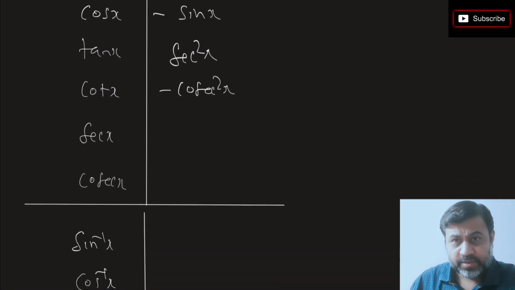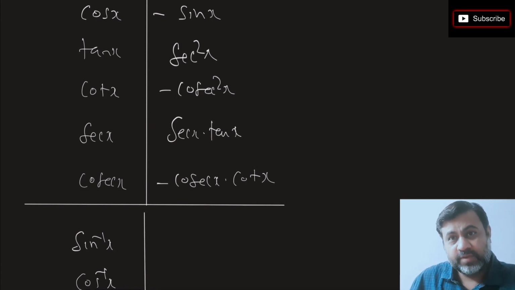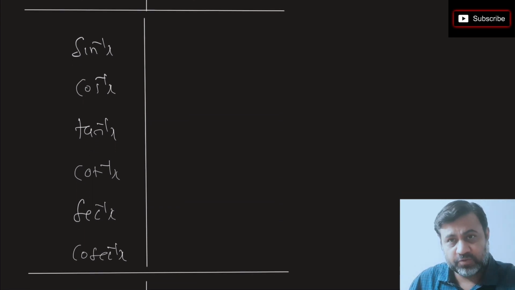Sec x, the differentiation of sec x will have two terms. It will be sec x into tan x. Cosec x, two terms again, will have minus cosec x into cot x. So this was trigonometry. So we have seen algebraic, exponential, log, trigo. Next what we see is inverse trigo.